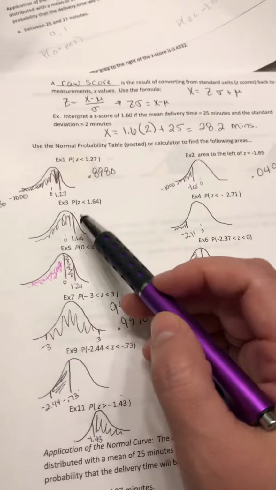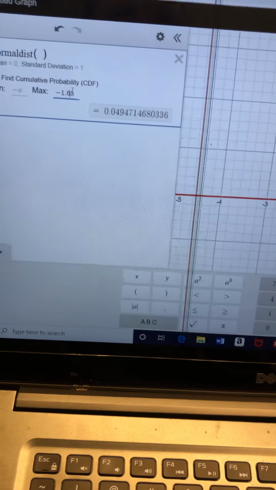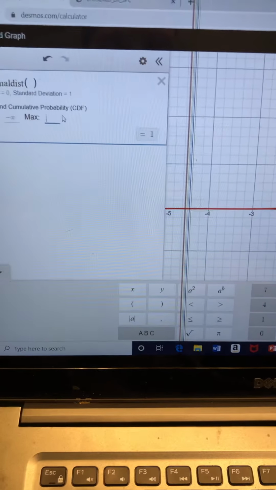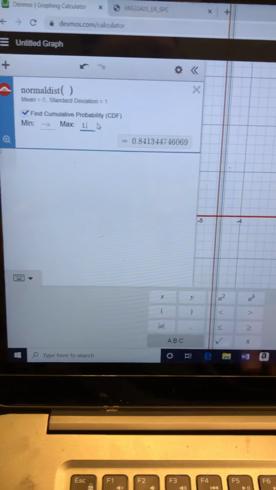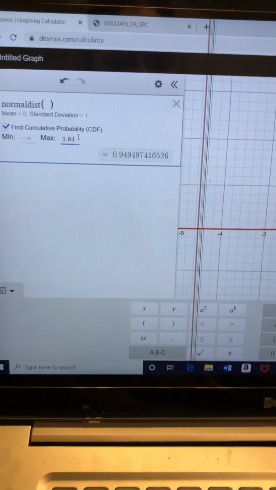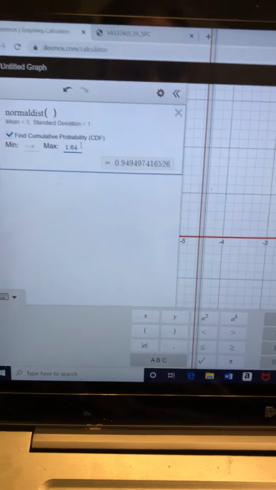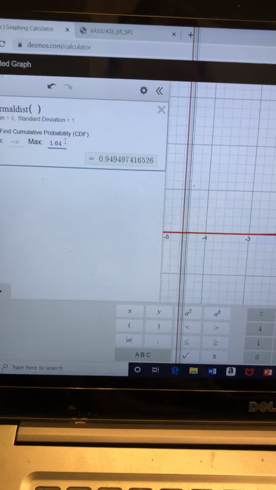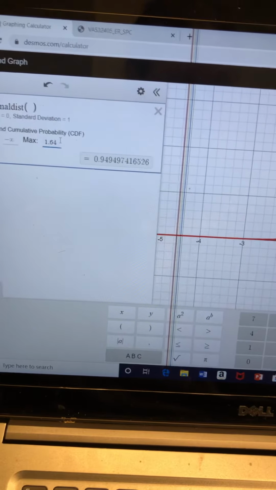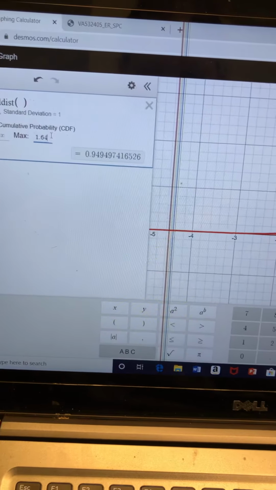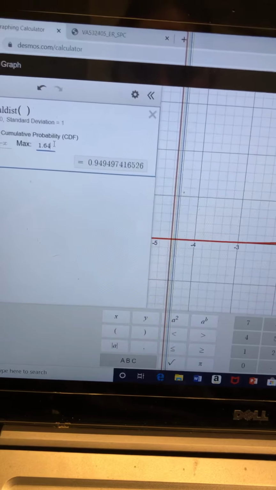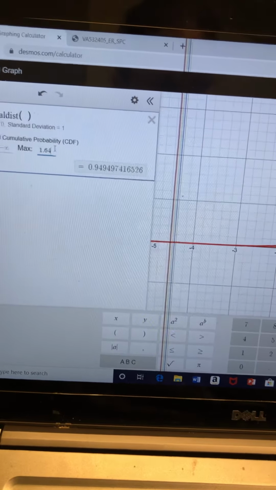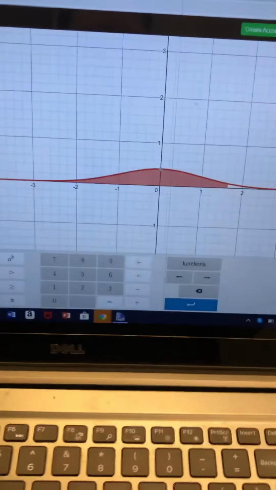So less than 1.64, I'm just going to change my max to 1.64. On the calculator, I would do second enter again and change it to 1.64, and I get 0.9494. Sometimes these, or 0.9495, sorry, I gotta round up. Sometimes these numbers run together, and there's the graph.